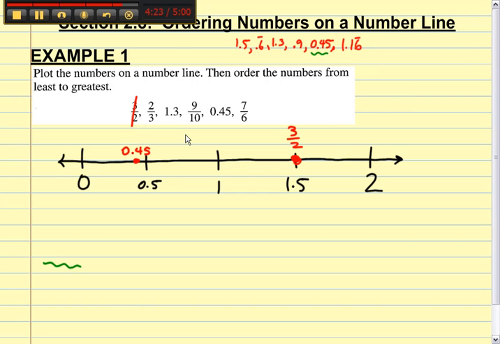My next number, I'm done with that. I'm going to say that, let's see, 1.3 I'm going to put about right here, right? 1.3, so now I'm done with that. 9/10, right? 0.9, I'm going to put that just before I get to the 1. 9/10. Okay, now I'm done with that one. The 2/3, you agree it goes about right there, just after the 0.5, because it's 0.6 repeating. So I'm going to do 2/3. And then my last one is 7/6. As a decimal, that was 1.16, and that's going to go about right here.